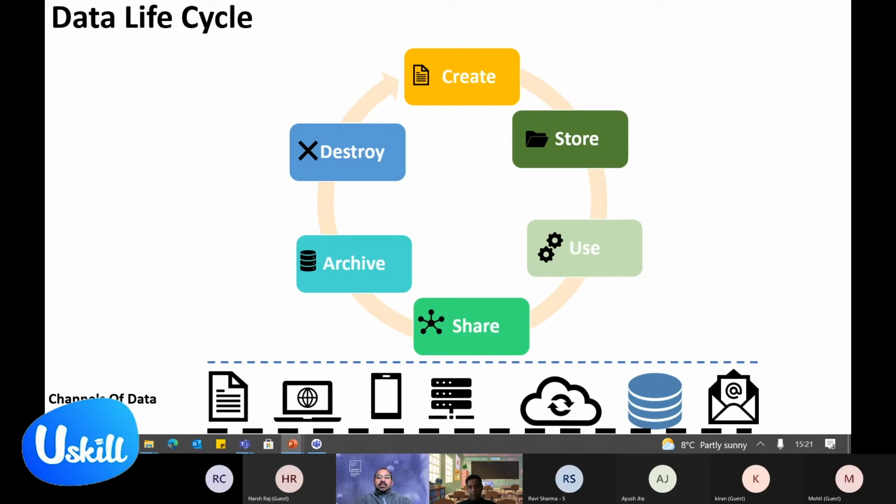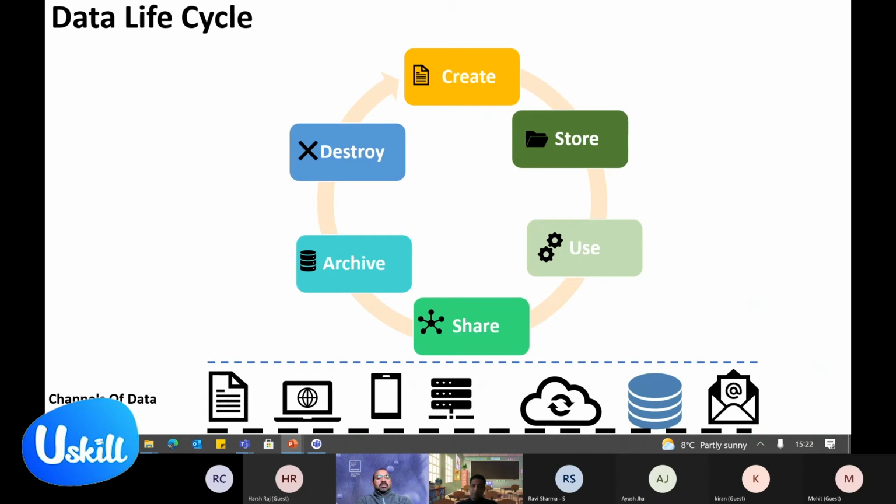In this slide, I will just discuss the phases of the data. We create the data, and the moment we create it, it is stored somewhere. Maybe it is stored on mobile, maybe on the cloud, maybe on on-prem servers, or anywhere. As you can see at the bottom of this slide, these are the channels of data: worksheet, laptop, mobile, some database, cloud, another database somewhere, or email. So it is being stored somewhere.